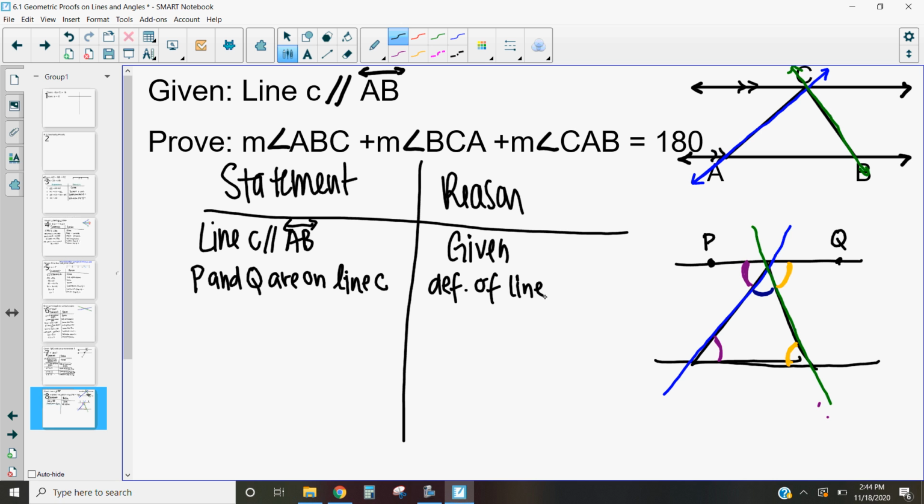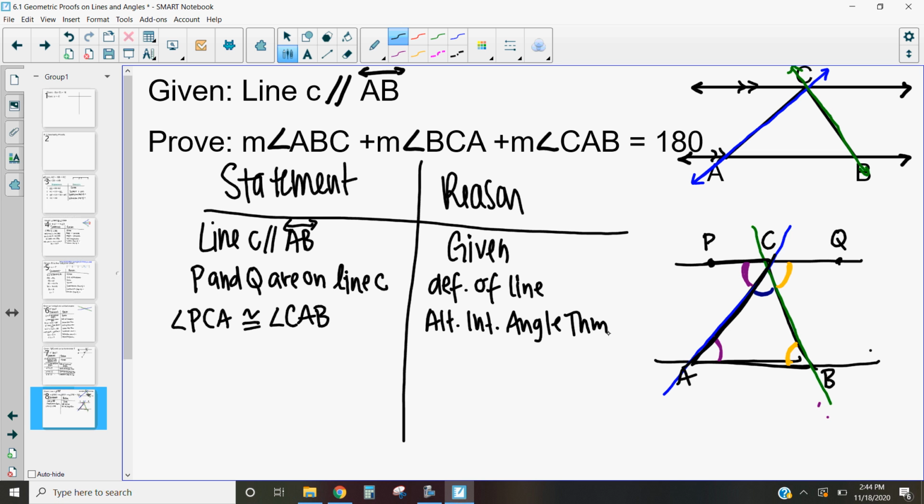So P and Q are on line C based on the definition of a line. With that, we know that, this is C, this is A, this is B, the angle PCA is going to be congruent to angle CAB. And how do we know that those are congruent? Well, that's by the alternate interior angle theorem, the one we proved in the previous video.